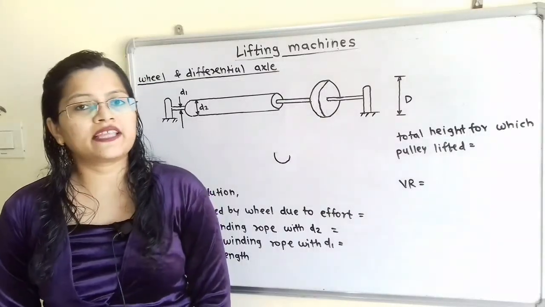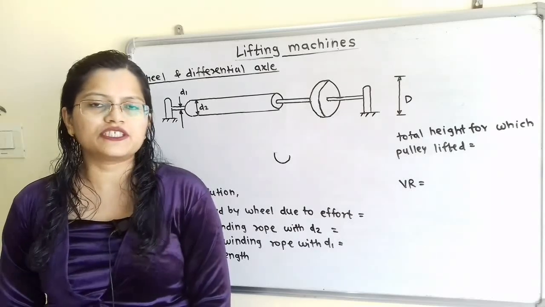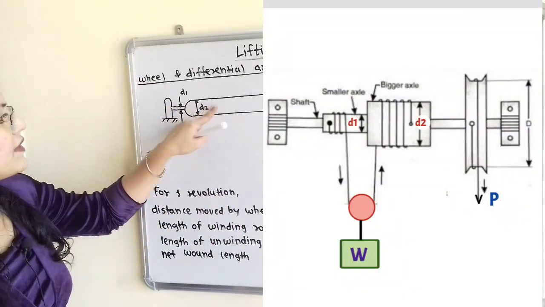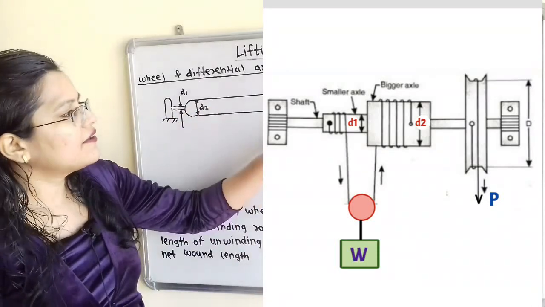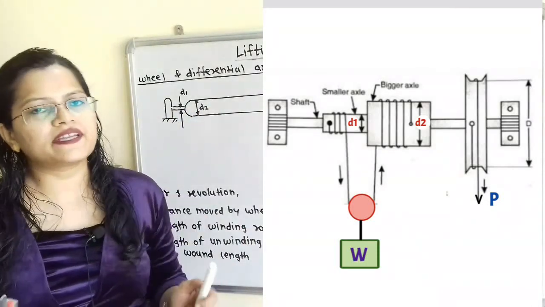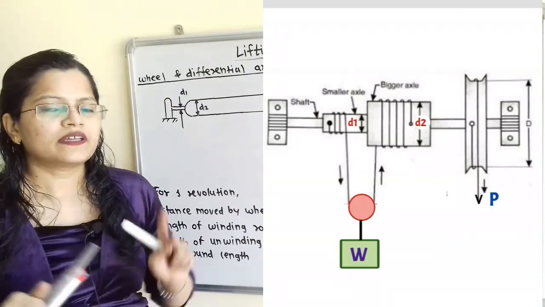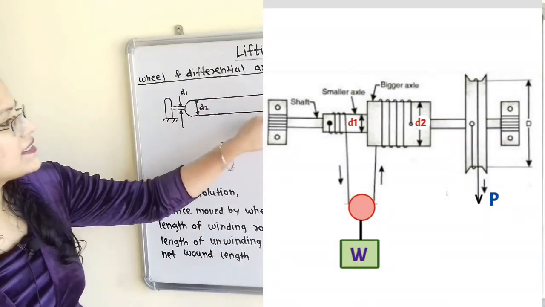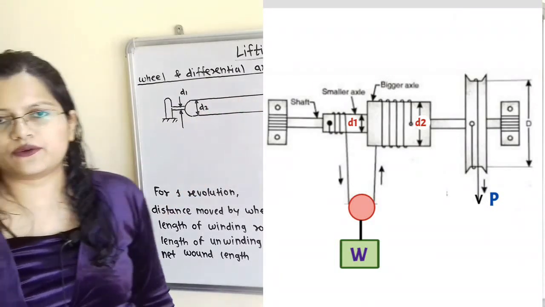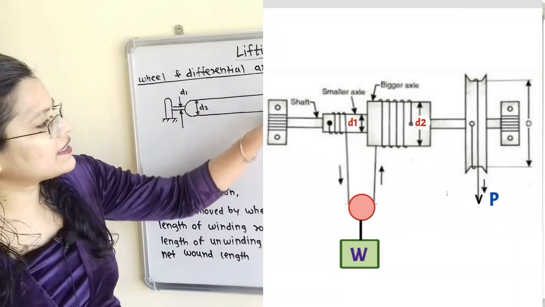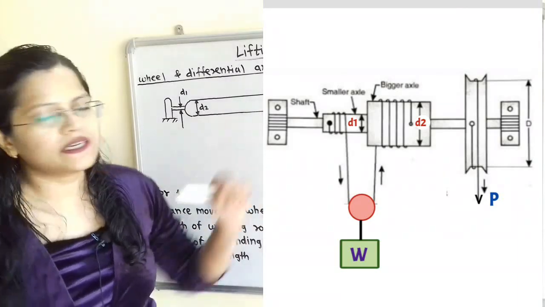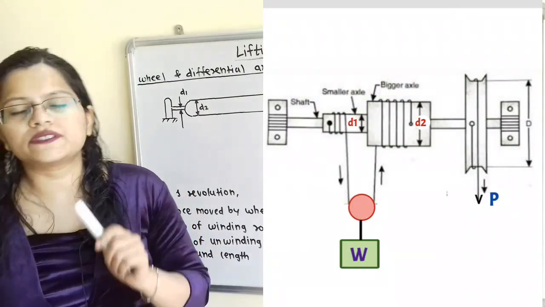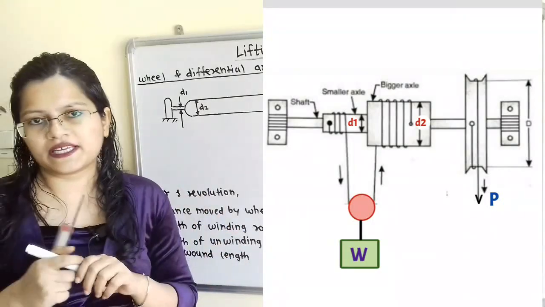Let us understand the arrangement of wheel and differential axle. In this case, axle with diameter d1 and d2 and wheel with diameter capital D are fitted coaxially. There are two ropes used. One rope is connected to the axle with diameter d1 and d2 and the other rope is connected to the wheel with diameter capital D. Now we will understand how these ropes are mounted on axle as well as wheel.